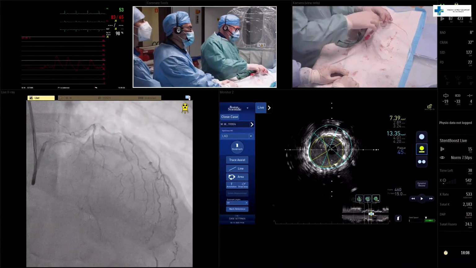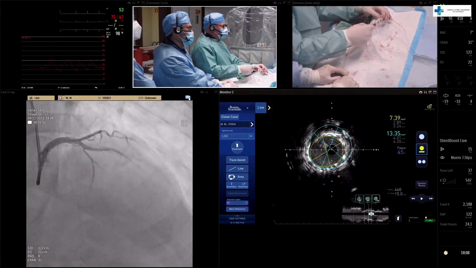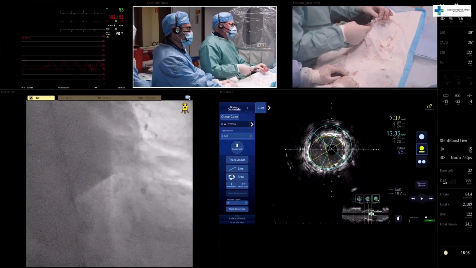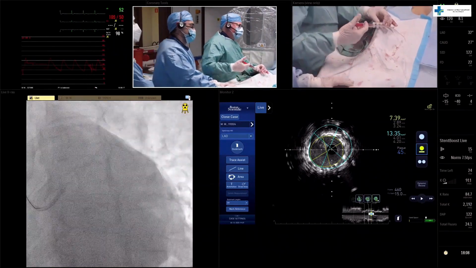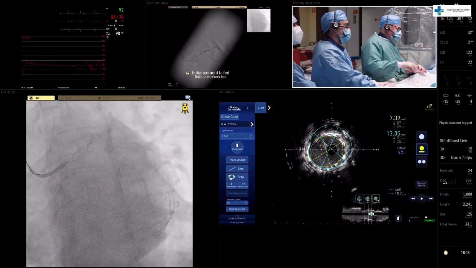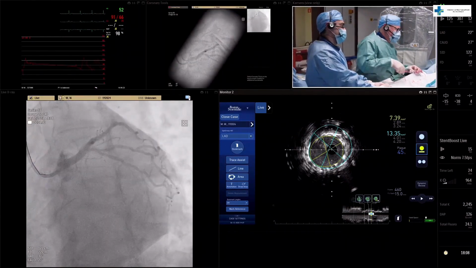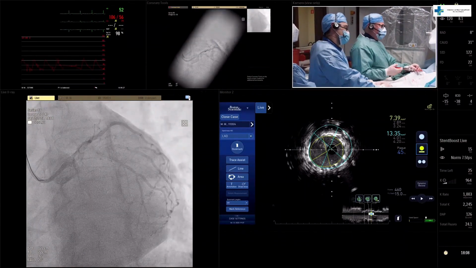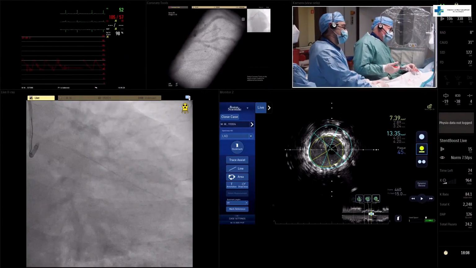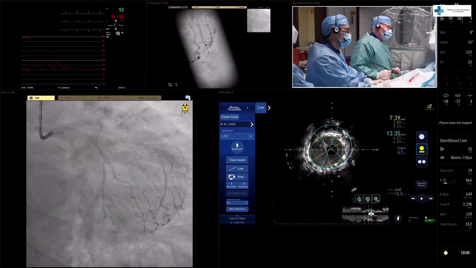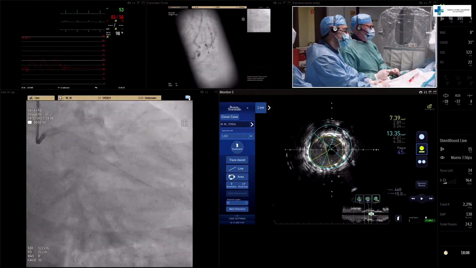This is first, and this is the epicranial, looks good. Now we will do spider. Nice. Maybe some linear dissection, but I don't care. We have good flow. We treated this with balloon. I think it would heal. We see this good result also in epicaudal.